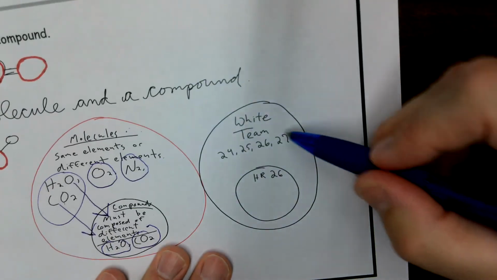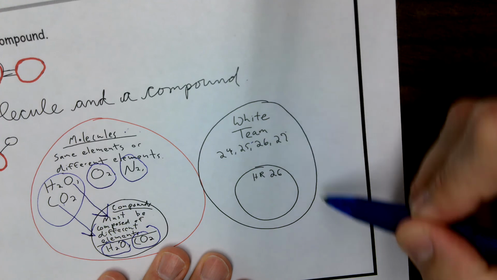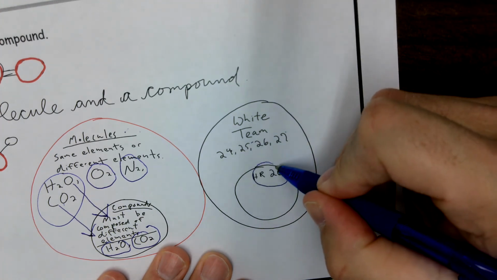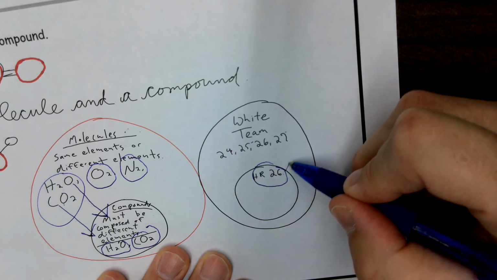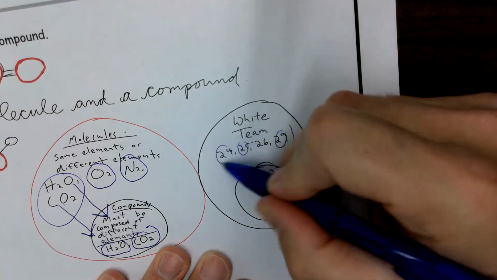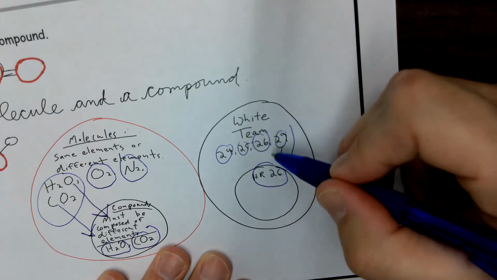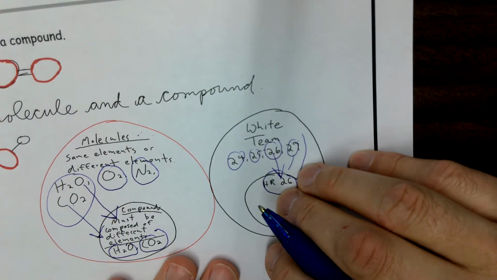Kind of like this. The white team has homerooms 24, 25, 26, and 27. And in my homeroom is homeroom 26. So, homeroom 26 is part of the white team, but not every white team homeroom is homeroom 26. Only homeroom 26 is homeroom 26. And I hope that makes sense.